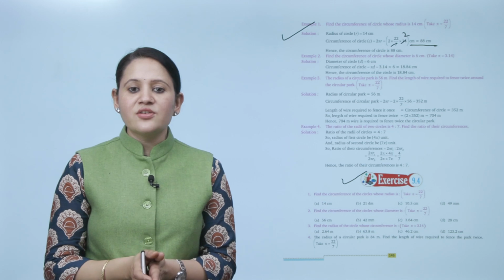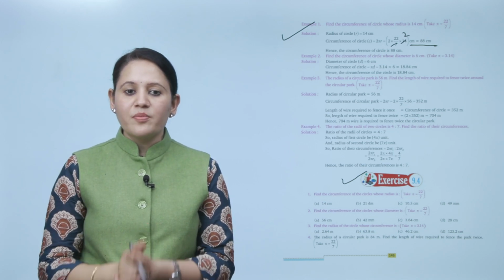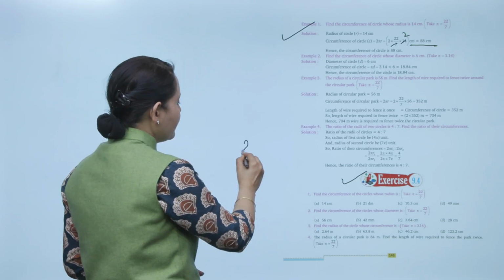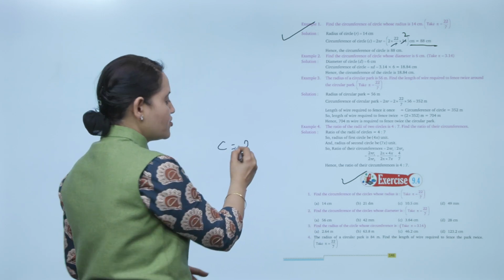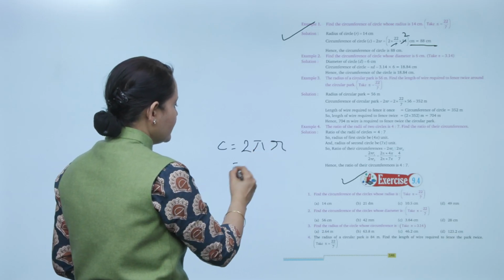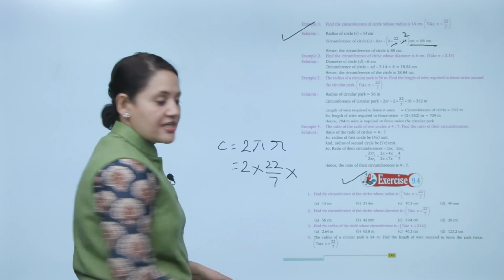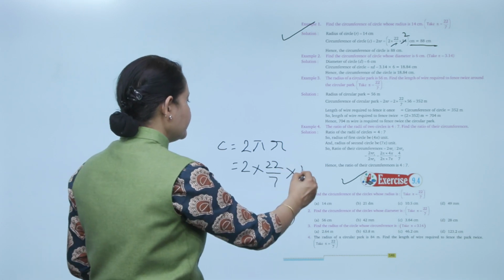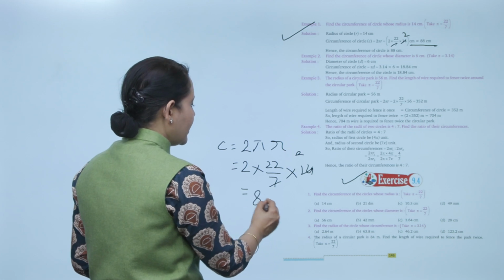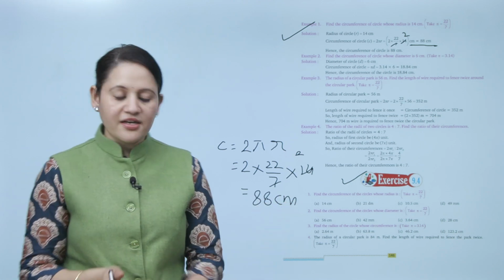Find the circumference of the circle whose radius is given as 14 cm. Take pi as 22 upon 7. So circumference C equals 2 pi r. 2 into pi, taking pi as 22 upon 7, and r is given, that is 14 cm. That is equal to 88 cm. That is the circumference of the circle.